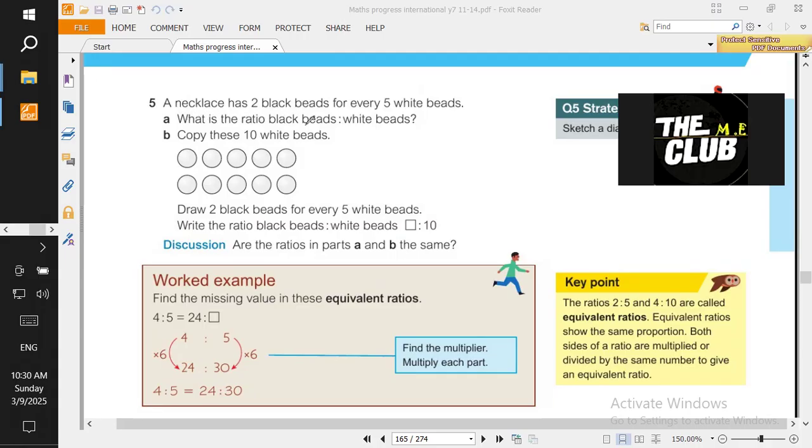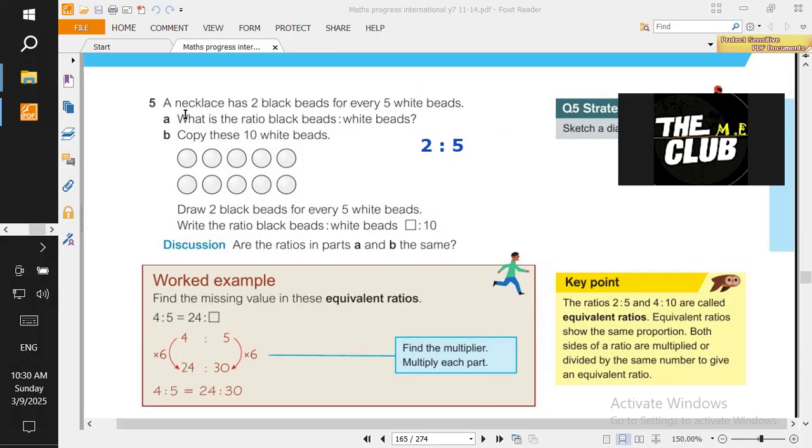What is the ratio of black beads to white beads? First, a necklace has 2 black for every 5 white. We need the ratio of black to white. So when we write it, black is 2, and then the ratio, and then the white will be 5, so 2 to 5. That's the ratio of black to white.